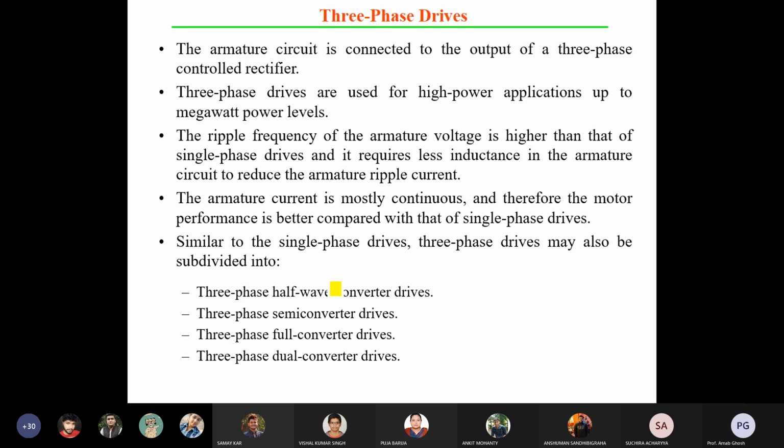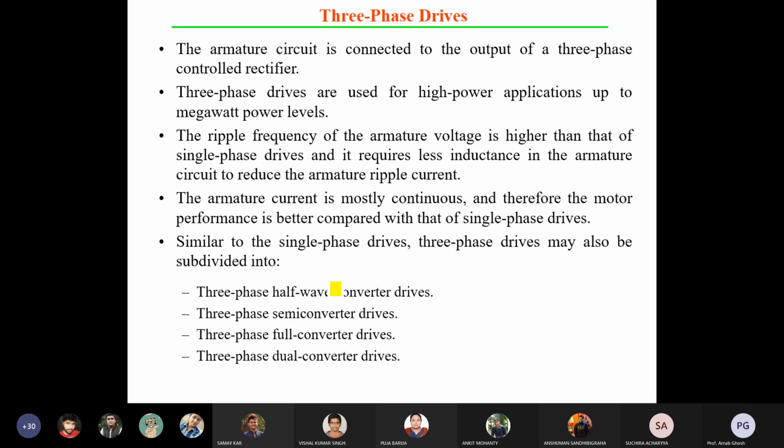Normally we are talking about a highly inductive load, so the ripple component will be mitigated by that inductive load. But as per the configurations, the utilization is more in the case of three phase compared to single phase. Also, the average output voltage is very high, which is helpful for high power applications, and the ripple frequency is more compared to the single phase drive.